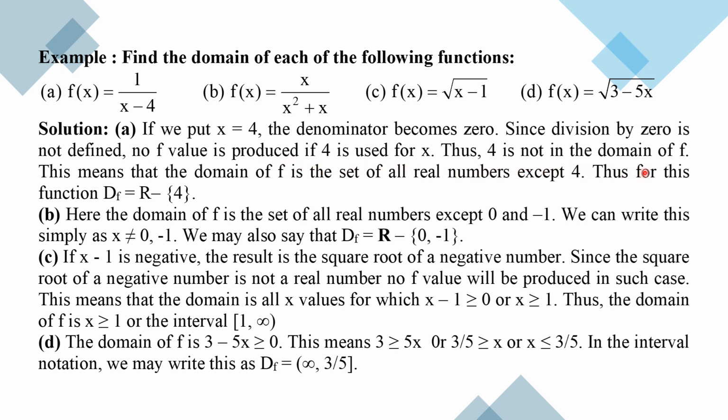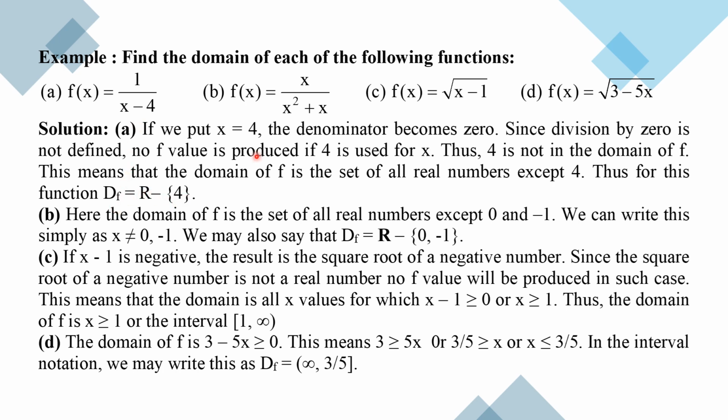Thus 4 is not in the domain of f. This means that the domain of f is the set of all real numbers except 4. Thus we can write the domain of f as R minus {4}, because if we apply 4 we have 1 over 0, which is not defined.